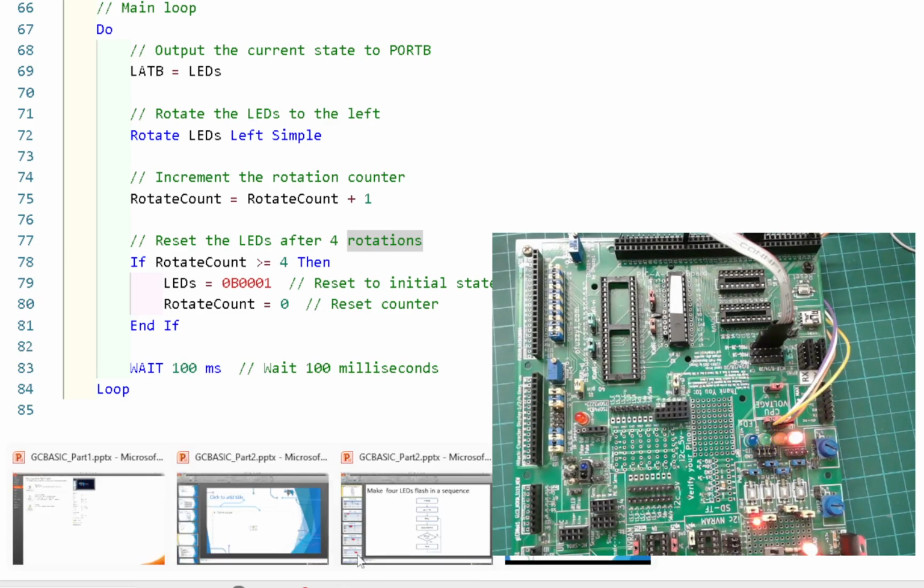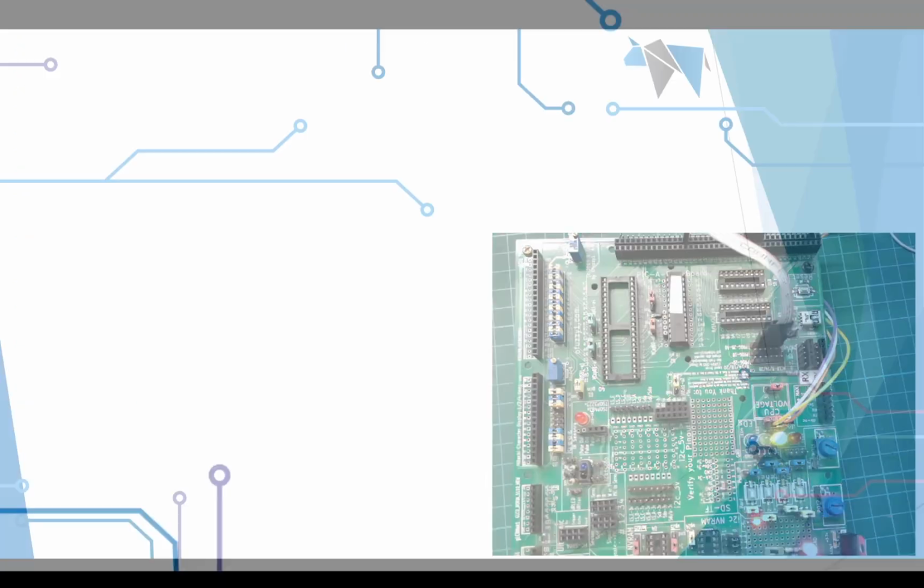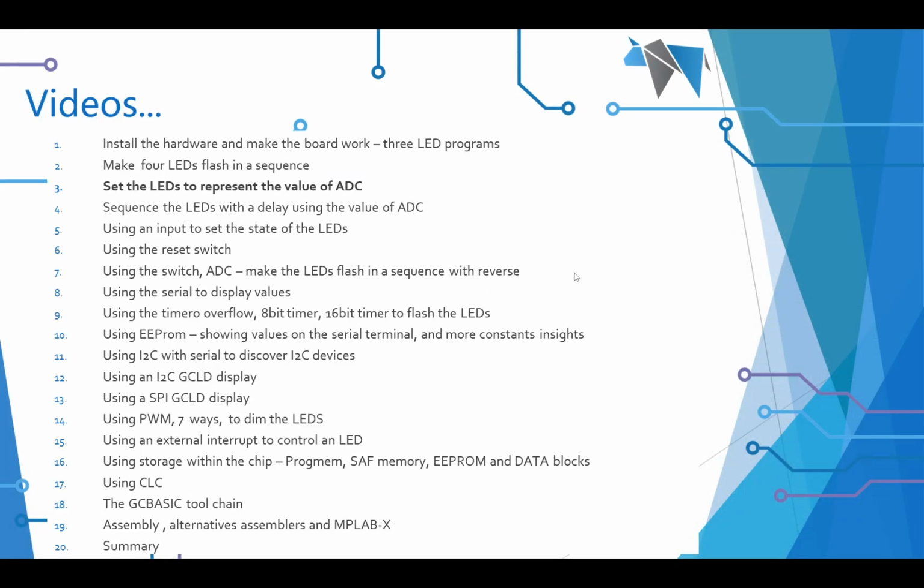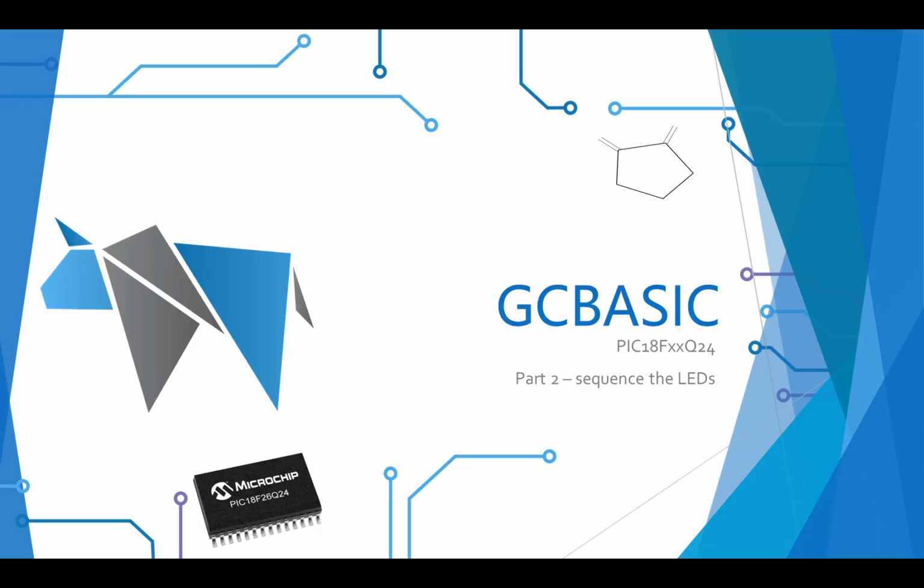Back to PowerPoint. Next time, we're going to set those LEDs to represent the value of an ADC. So we're going to read an ADC value that's on that board, and we're going to set the LEDs to that value. So we've already gone from an LED on to rotating LEDs through variables, and all the rotation commands, because we now know they're all available. We'll go to ADC, and we'll see if ADC works. With that, enjoy.